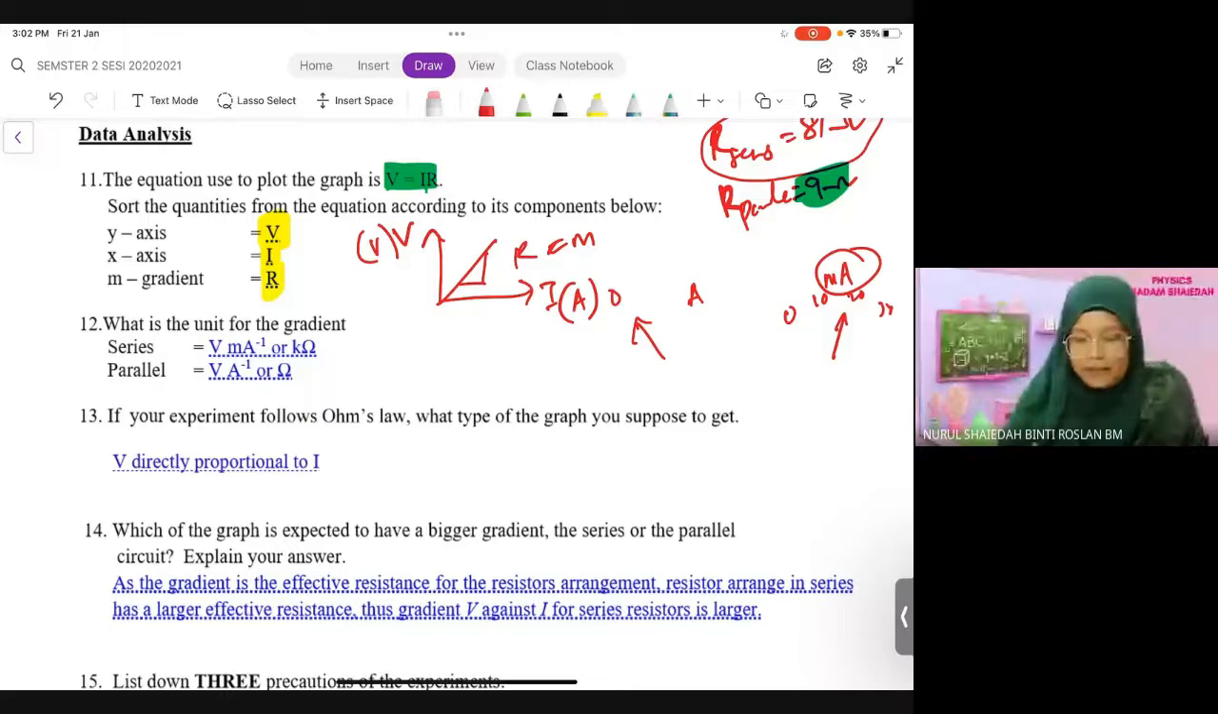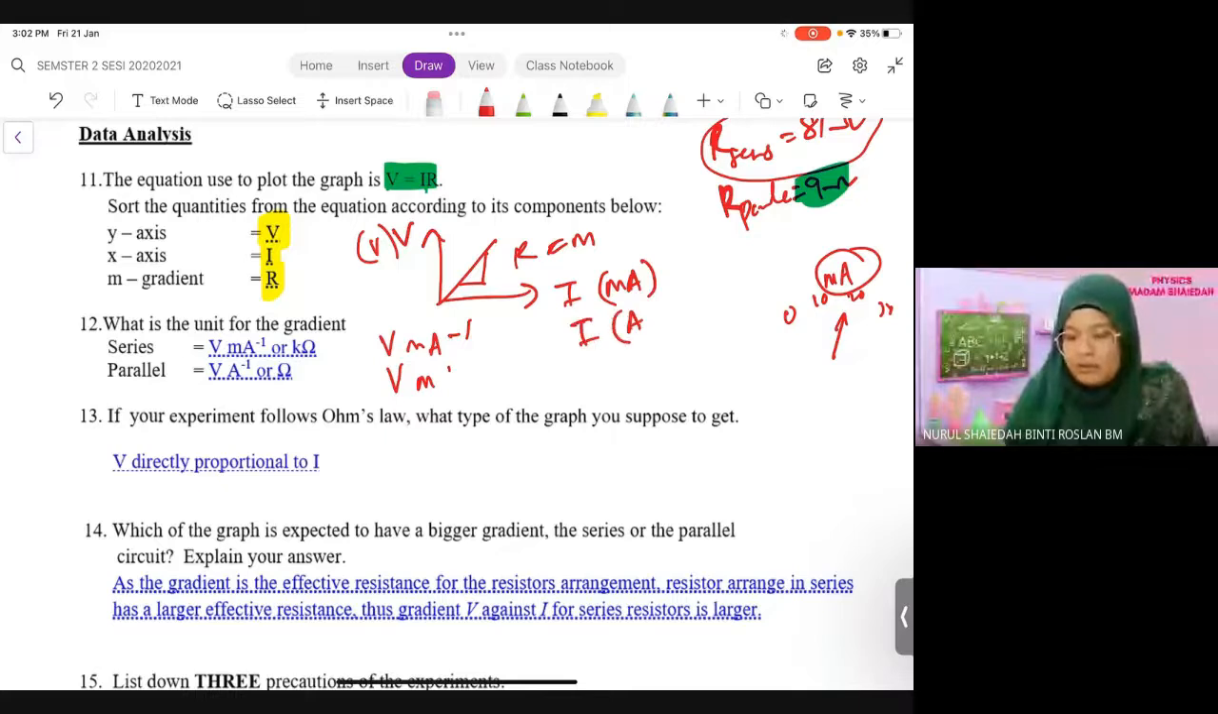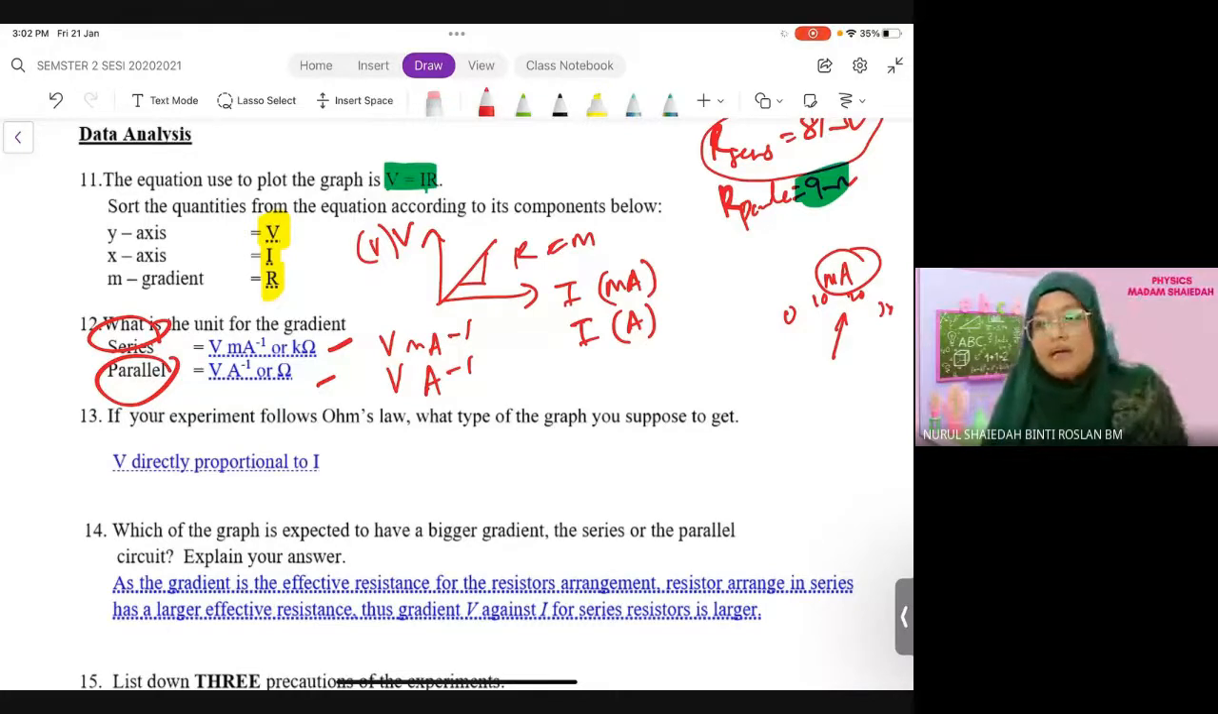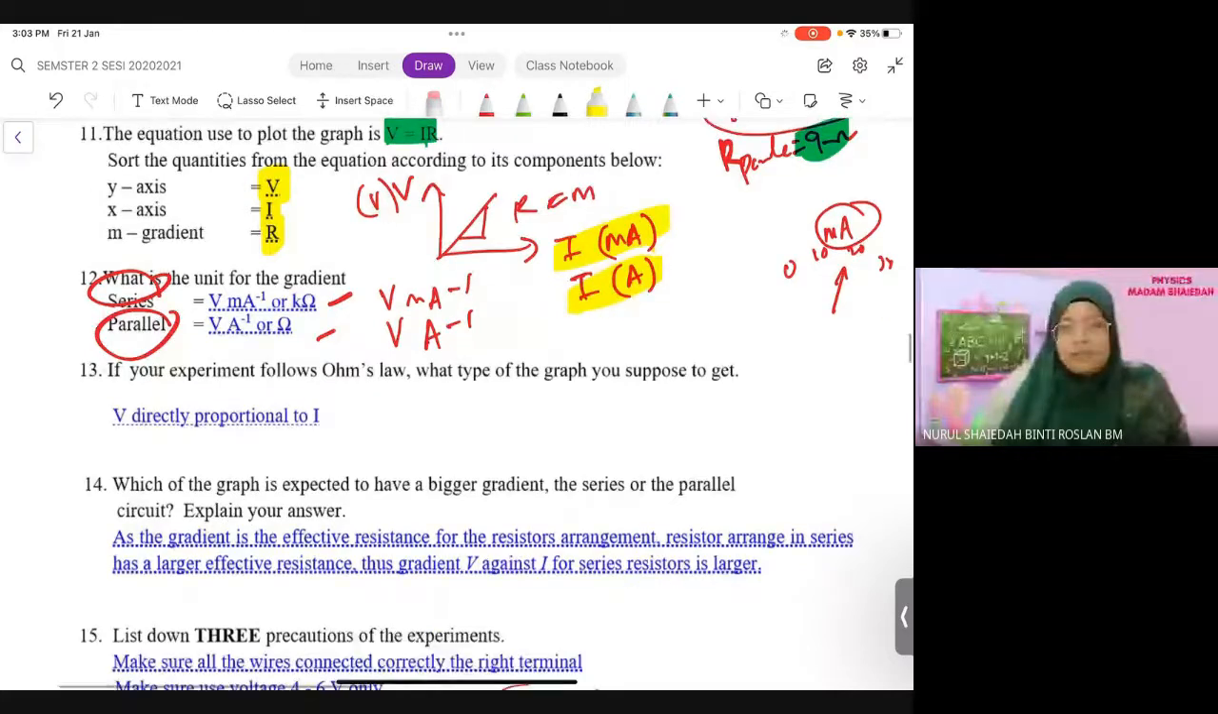So you akan dapat, kalau untuk series kita guna milliampere. So that's why V mA^-1. Tapi kalau untuk parallel kita guna ampere. So dia dapat V A^-1 pula. Okay, kalau untuk ni kita guna mA. Tapi kalau untuk ni kita guna A. So series dengan parallel dia punya R dia berbeza, dia punya SI unit pula. Dia punya unit untuk resistor dia berbeza, because one you guna milliampere, satu lagi you guna ampere.